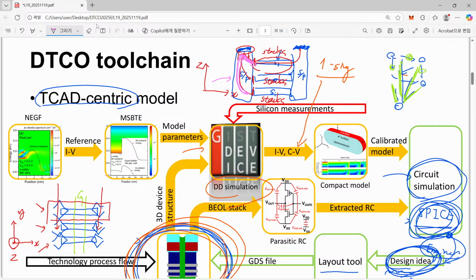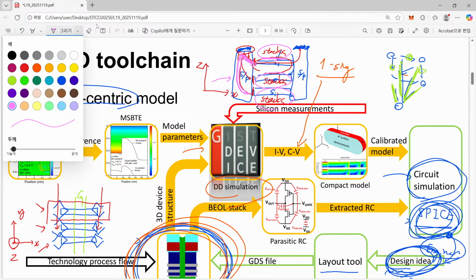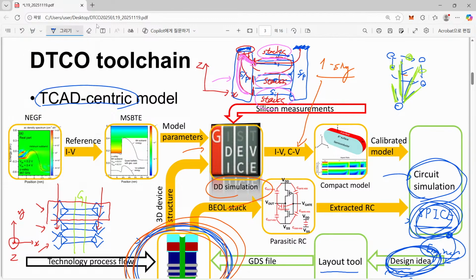So simply speaking, even when we apply the same gate voltage to this top stack, middle stack, and bottom stack, still the bottom stack does not conduct as high as this top stack. So that's the reason why, by applying this philosophy, we can actually increase the number of stacks quite easily.